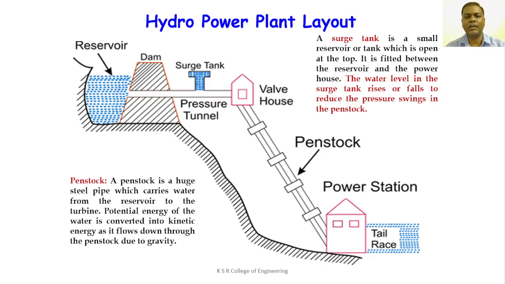Then the pressure tunnel and the valve house. There will be a valve that is useful for opening and closing the water flow from the dam to the power station. Then the penstock is a huge steel pipe which carries water from the reservoir to the turbine. The potential energy of the water is converted into kinetic energy as it flows down through the penstock due to gravity. This is the process of the penstock.